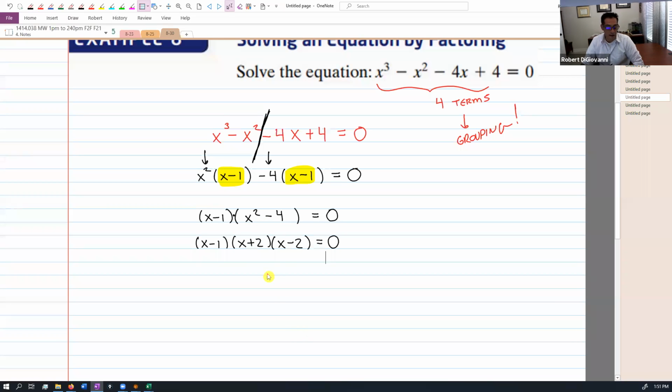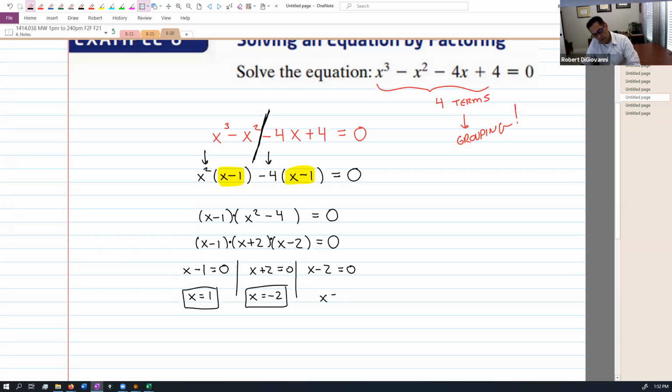And now the zero factor property says I have three things being multiplied together. I can set each one equal to 0. So I have 3 equations. You should get 3 answers. 1, -2, and 2.